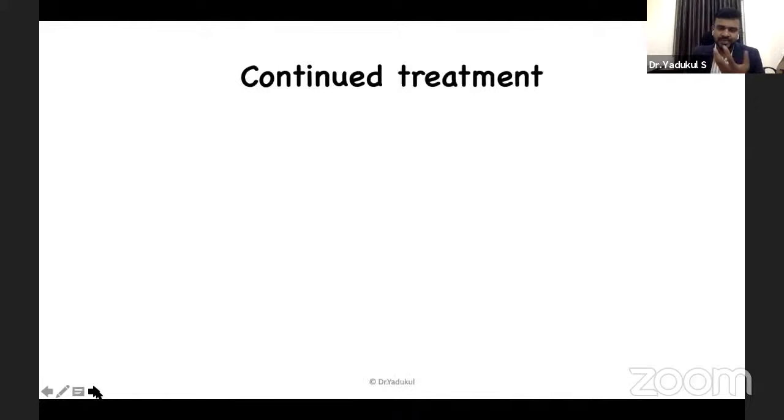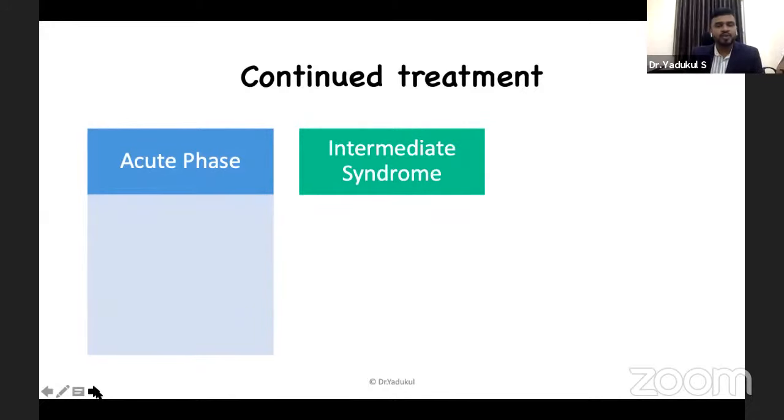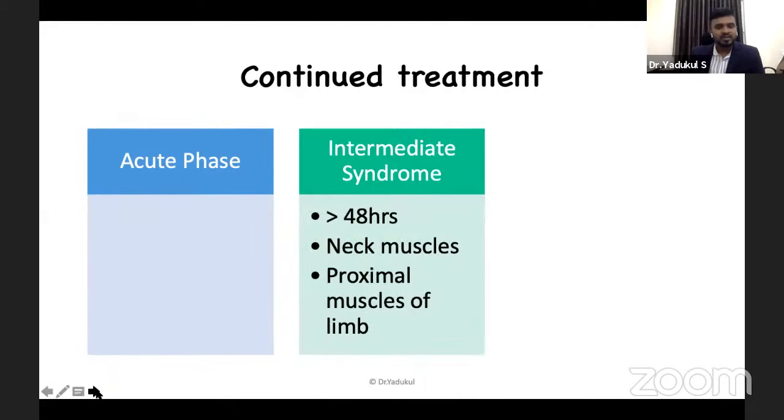Continued treatment: whenever the patient is admitted in the ward or in the ICU, the professor or the team always looks for two things to avoid in case of OP poisoning. The first phase is the acute phase, which we have managed quite clearly with atropine, oxime, and all the other general measures. The second thing which I told you is the intermediate syndrome, that is the type 2 paralysis which commonly occurs in OP poisoning. The specialty here is that it occurs after 48 hours of intake of OP compounds.